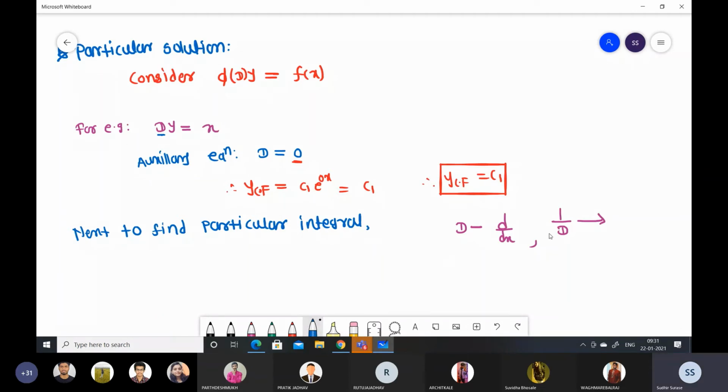Yes, who will tell? If D is d by dx, then what about 1 upon D? Don't tell me dx by d. Do you know the inverse of the derivative? What do we call that term? You are quite familiar with that term. It is what? Correct, yes?